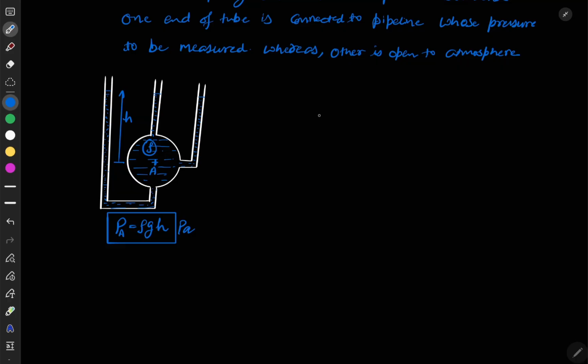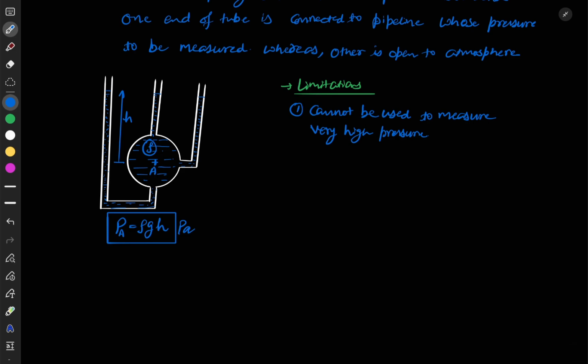Now there are certain limitations for piezometer, and these limitations are: first, they cannot be used to measure very high pressures. Because what will happen if your pressure is very large, then this column height will be proportional to your pressure. From here we can say that pA is proportional to height h. So for very high pressure, the height h required will be very large, and installing manometers of that height won't be realistic. So we generally use piezometers to measure small pressures.